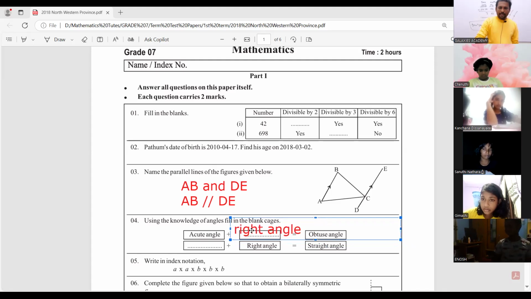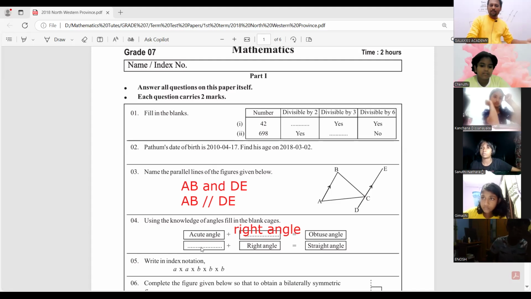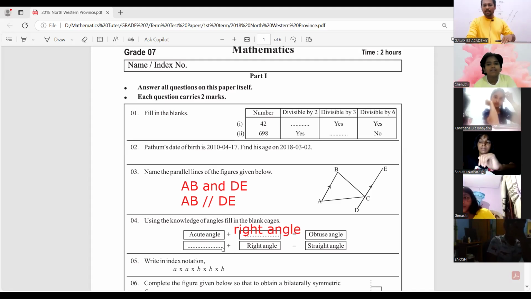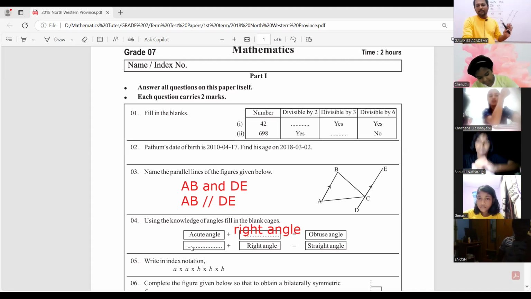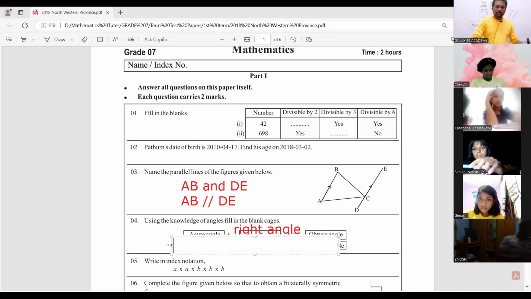Right, then look at the next blank. Blank plus right angle equals straight angle. Straight angle magnitude should be 180 degrees, no? Right angle magnitude is 90 degrees. So 90 plus which value is equal to 180? 90, which is a right angle. So for this one, you have to write the answer: right angle. Right, so this one's answer should be right angle.